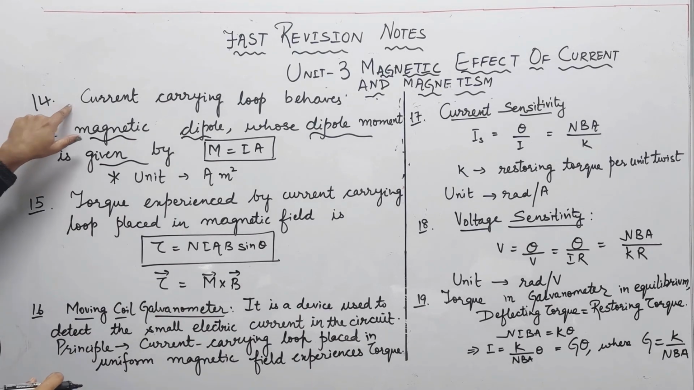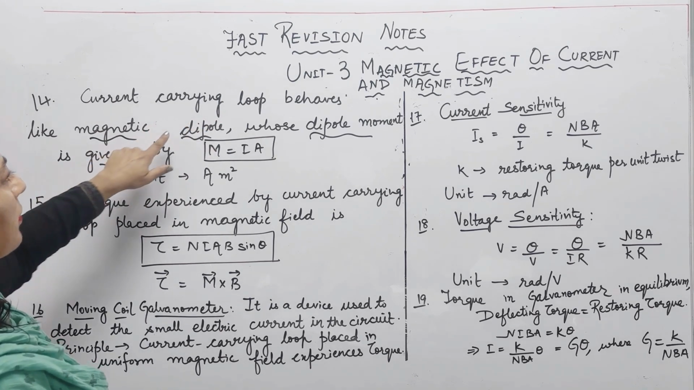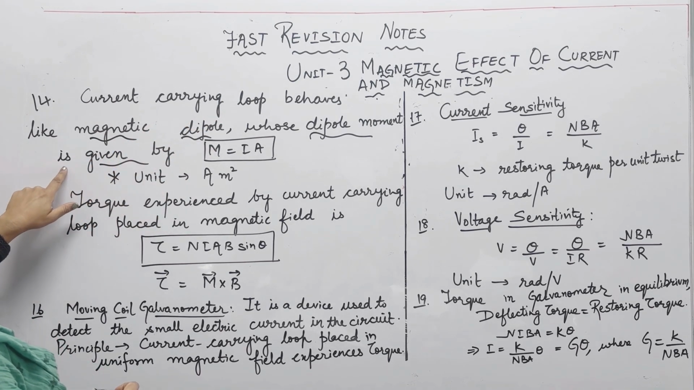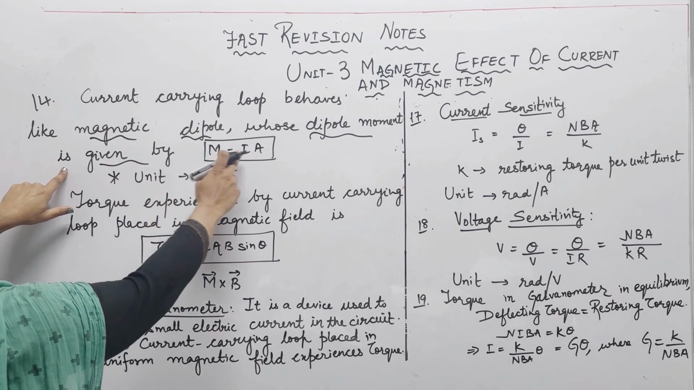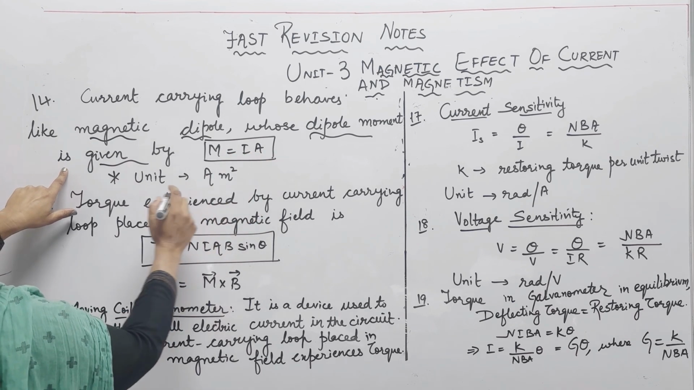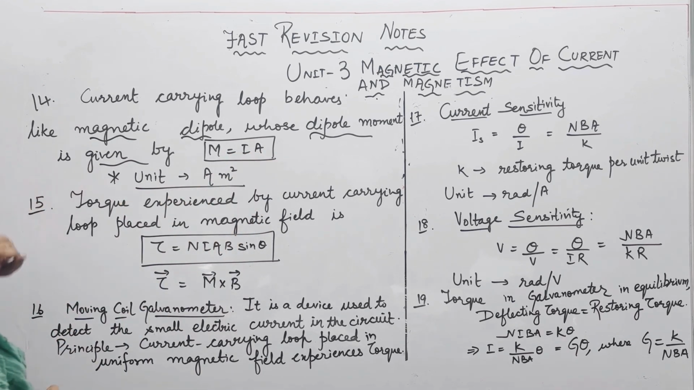The 14th point is about the current carrying loop that behaves like a magnetic dipole, and the dipole moment is given by M, which is the product of current and the area. The unit is ampere meter square.